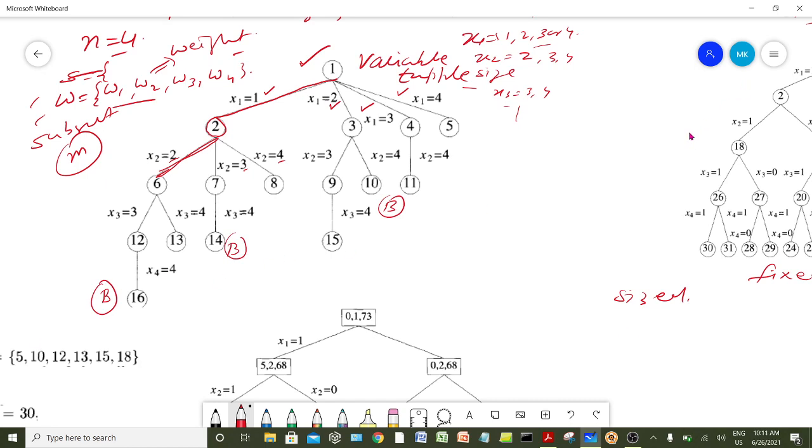Why variable? Because at the end we are going to have x, which may contain x1, then x2, then x3, or it may contain x2, then x3, then x4. Fine. So this may be the solution, which is variable in size, may be containing only one x, maybe containing 2 x's and so on.